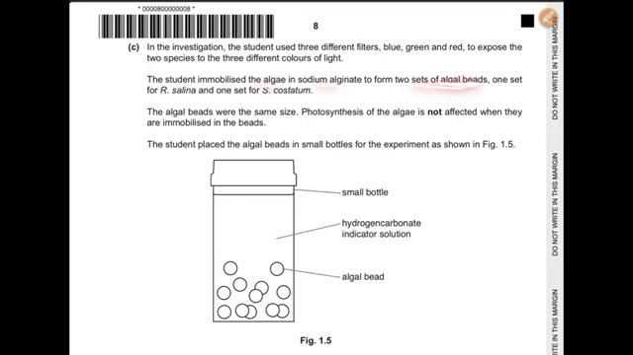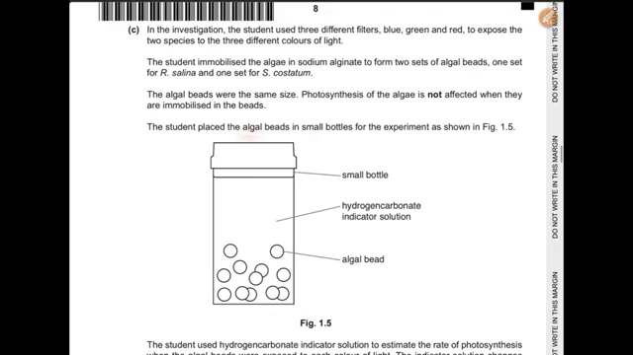Okay, so one set for S. salina and one set for S. costatum. You can see these are algal beads. They all have the same size. Photosynthesis of the algae is not affected when they're immobilized in the beads, so the rate of photosynthesis will remain the same.